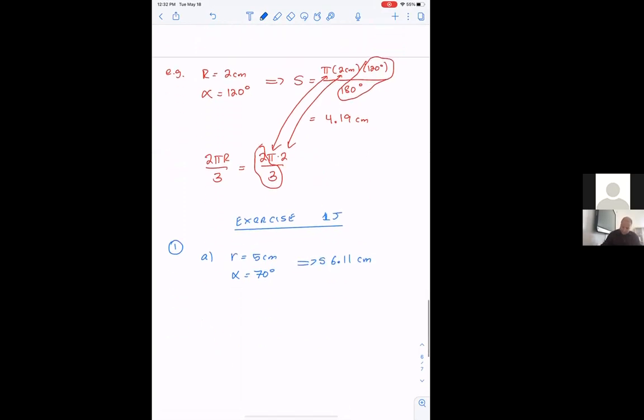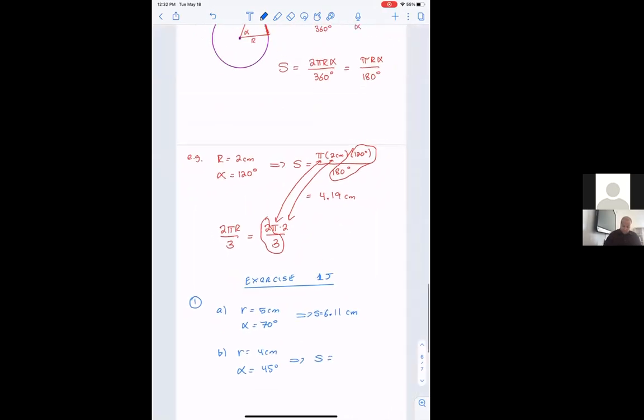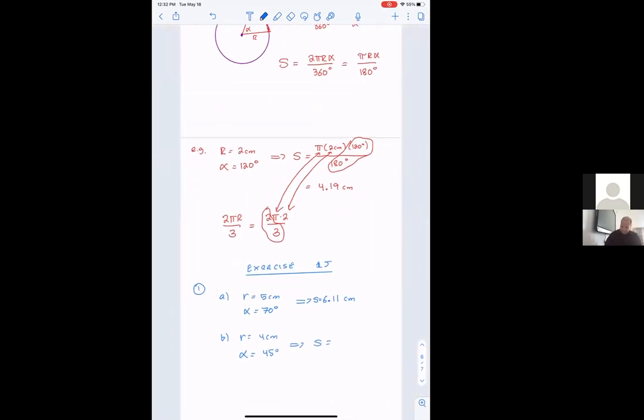S equals. B, R equals 4 centimeters, alpha equals 45 degrees. Back to your formula. Pi times 4 times 45 divided by 180. This one is to 2 decimal places again, 3.14 centimeters. Oh, 3.14, that sounds a lot like pi.